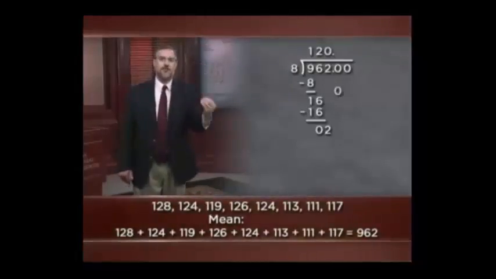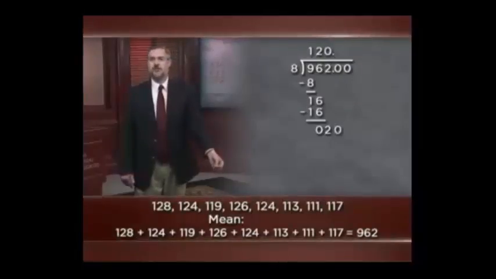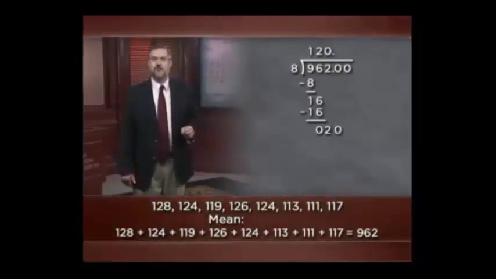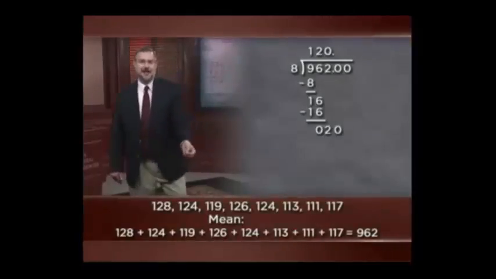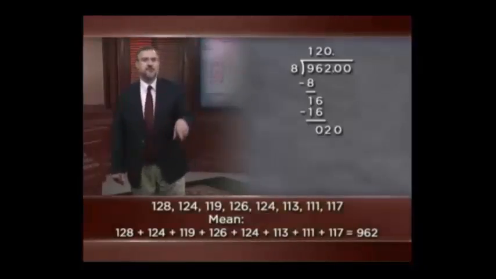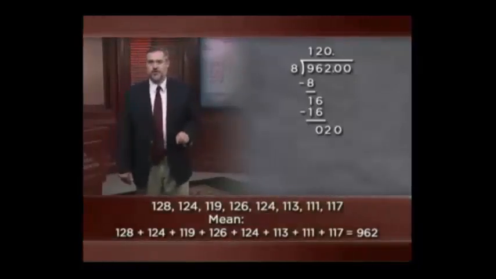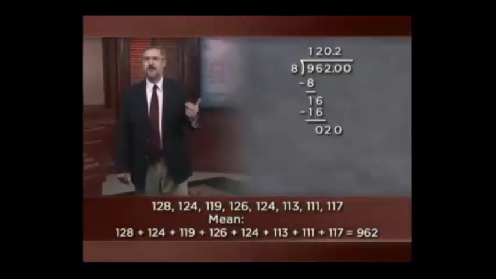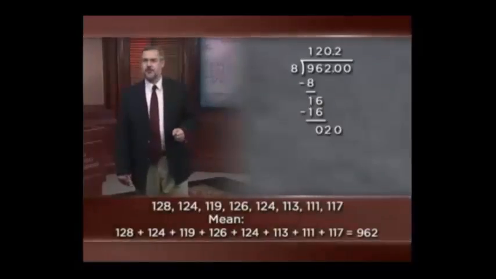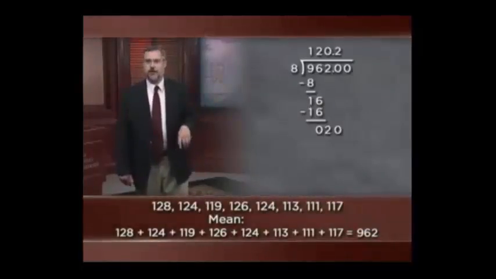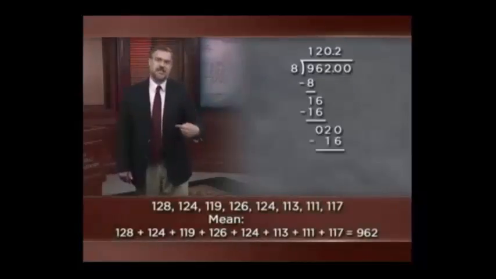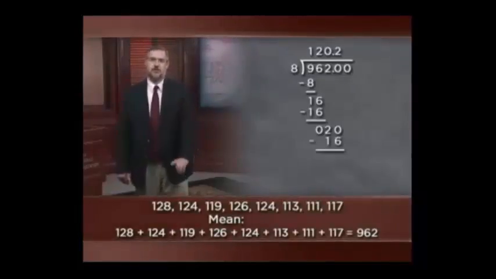and then we need to drop down one of those zeros that we tacked on to the 962 when we wrote 962.00. Now I have a 20 down in my work section, and I ask myself, how many times does 8 go into 20? Well, 8 goes into 20 exactly 2 times, because 8 times 2 is 16. And so I put a 2 up in my answer section, just to the right of the decimal point now, and then I subtract 16 from 20 to get 4.